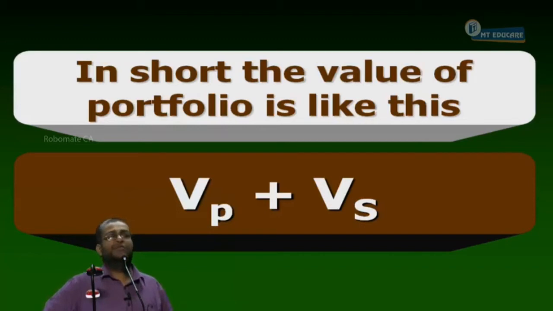B, call option. Trading in the F&O segment. F&O means futures and options segment, the derivative segment. C, put option. Put a hyphen and write trading in the F&O segment.